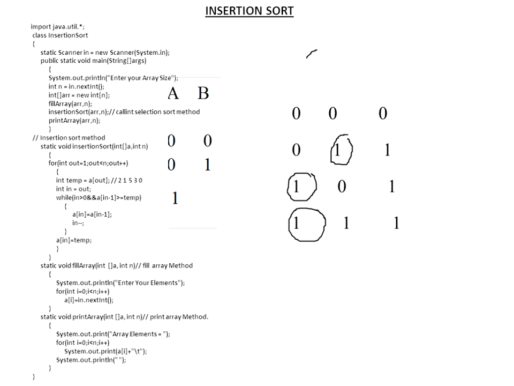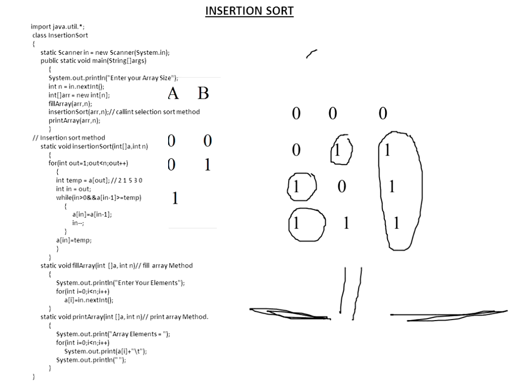If any of the input is 1, the output is 1. That means if we use the OR operator, then if any of the conditions is true, the output is true. If both conditions are false, then only the output is false.